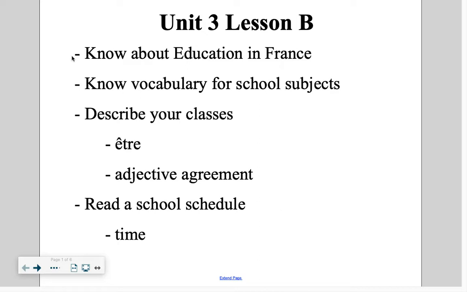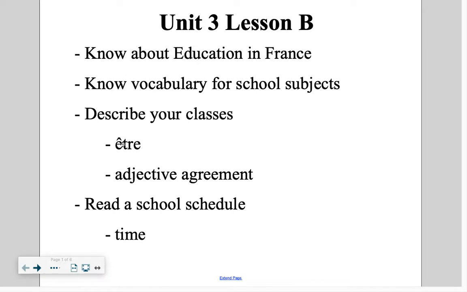So one of the things we're going to do is learn about the education in France. So that's one of the objectives, know about education in France, know vocab for school subjects. So we've learned vocab for school objects such as whiteboard, blackboard, chair, etc. Now we're going to talk about subjects such as math, science, etc.